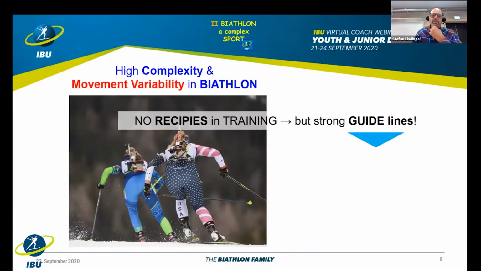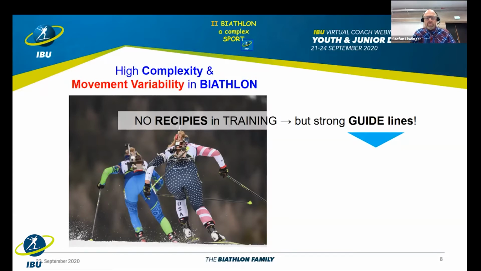So we can say there's a very high complexity and a very high movement variability in the biathlon sport, in skiing and shooting, but I talk more about skiing. And I always say in all coach educations, or to my students at university in sport, in training, there are, so to say, no recipes, and this is very fast to be forgotten, that there are some. It's not a cooking book. We have some strong guidelines. We know a lot and more, but we don't give out recipes.